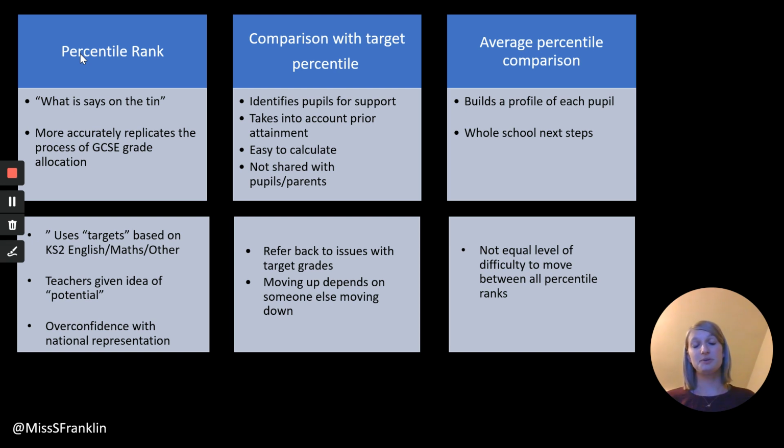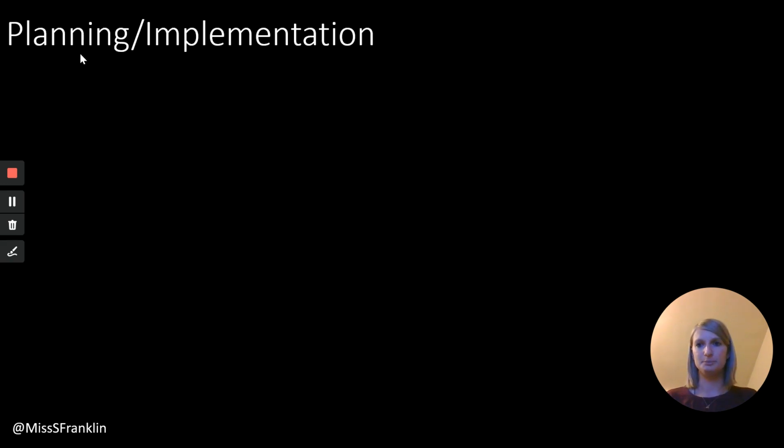And lastly, with average percentile comparisons, or for any of this really, we've got to remember that the movement between different percentiles is not the same. It's not like an interval scale where moving from 50 to 51 is the same as moving from 80 to 81. There are different constraints to that. So we need to be mindful that it's not a truly step-by-step system.